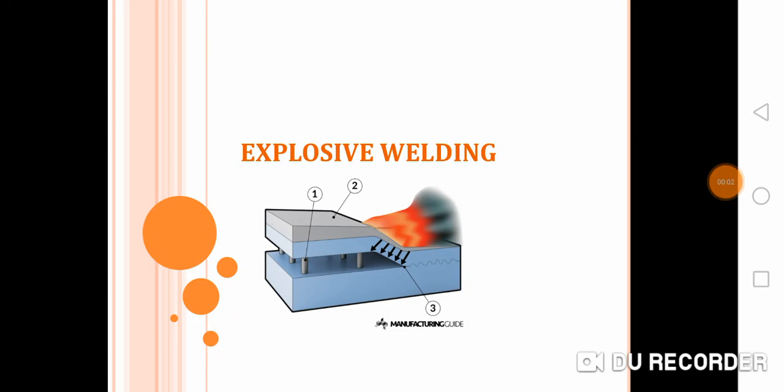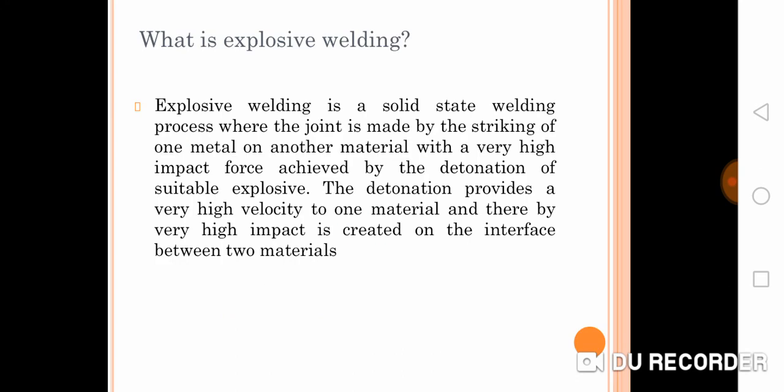So today we are going to discuss one of the interesting welding processes, that is explosive welding. So the name indicates it. Here the joint is actually achieved by the explosion of high energy explosives like RDX, TNT, etc., which are used for this purpose. Because of this, it makes this process interesting. So now let us see the details of explosive welding.